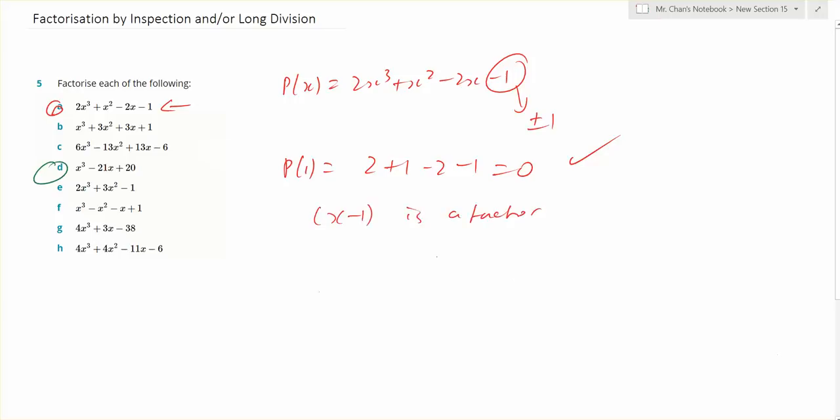Good, it works. So it means that x minus 1 is a factor. Now with the factorization by inspection method, what I mean by that is, we know by expanding, the only way to get an x cubed term is if we times x by 2x squared, because x times 2x squared gives me 2x cubed. We also look at the constant term. We've got a negative 1 here, we've got a negative 1 there, so negative 1 times positive 1 must equal negative 1.